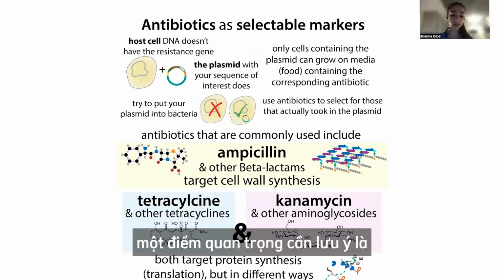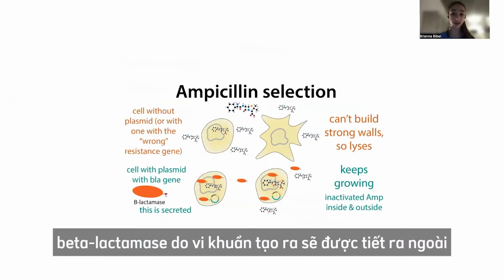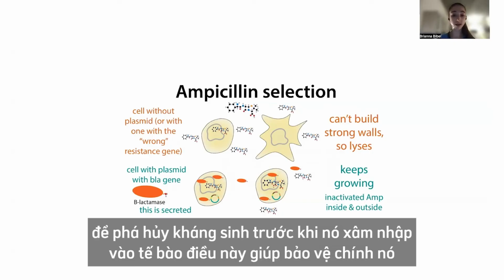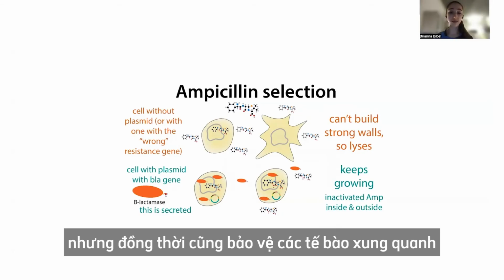An important thing to know about using it in the lab is that ampicillin's resistance enzyme, the BLA, this beta-lactamase that it makes, is actually shipped out of the cells. Basically these cells go on the offensive and ship this antibiotic-degrading product out of themselves. This is going to kill the antibiotic before it even gets into the cells. And because it's shipping it out, it's protecting itself, but it's also protecting the things around it.